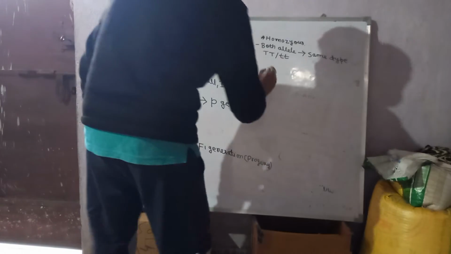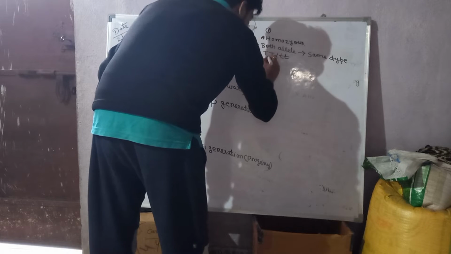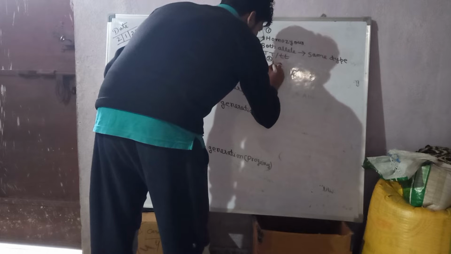Now the second condition is the heterozygous. That is the point number 2. This is the point number 1, and then the point number 2. Heterozygous.